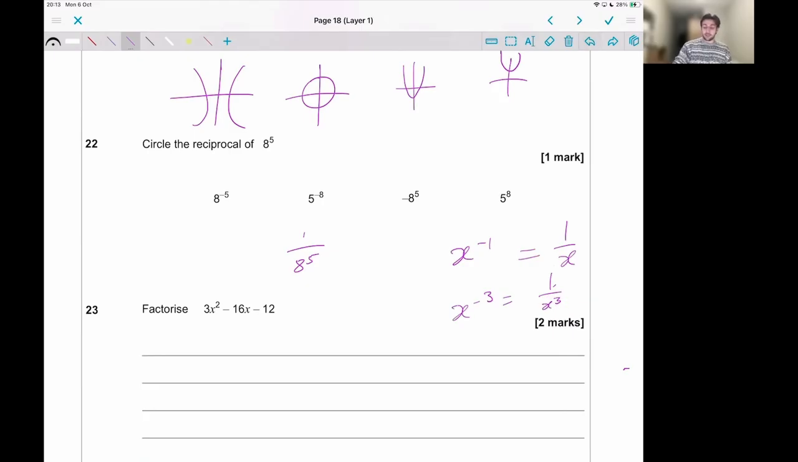So we're doing this in reverse, effectively. We're saying, well, we have a 1 over 8 to the 5, and we want to make this an 8 to the power of something. That's what this negative symbol is for. So it's negative 5. There.